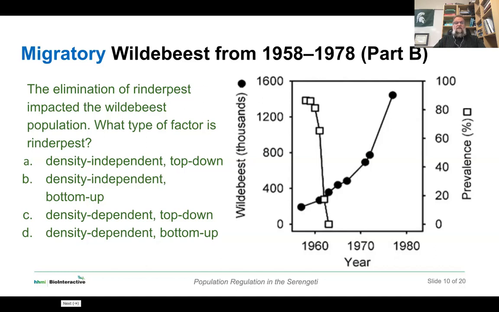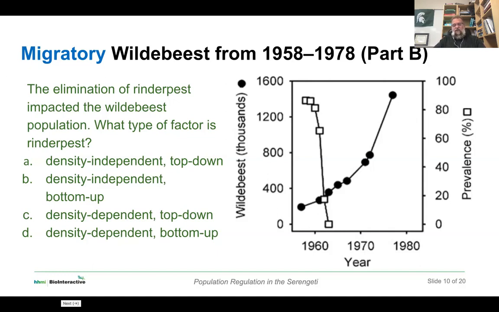In this particular case, density independent top down. Well, rinderpest is a virus, and viruses cause disease, and the density of the population does make a difference. So the fact that they're saying it's density independent in A would eliminate A. Same thing with B. This is a density dependent factor because if the population is larger, it's easier for the disease to spread. And if the population is less dense or smaller, it's less likely the disease spreads. So that brings us down to whether it's got to be C or D.